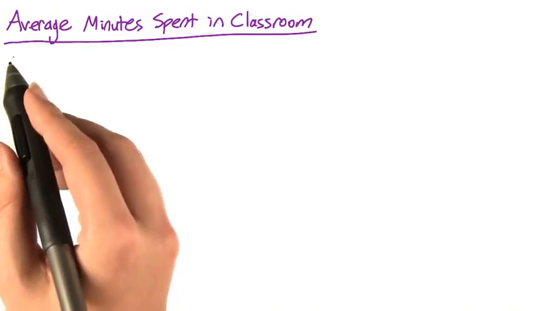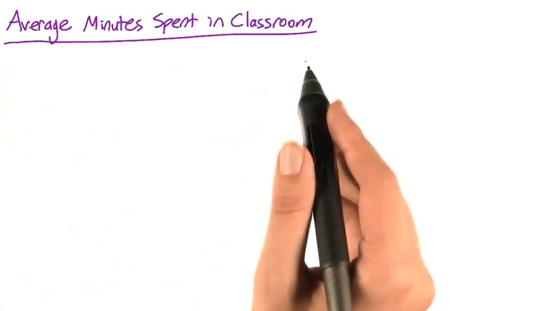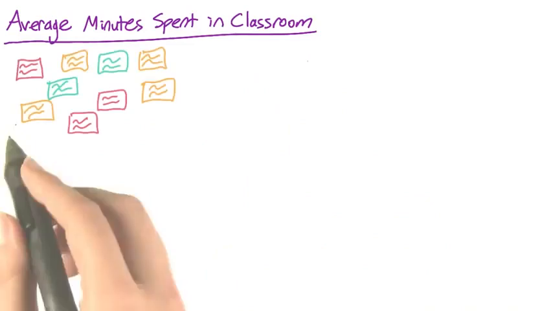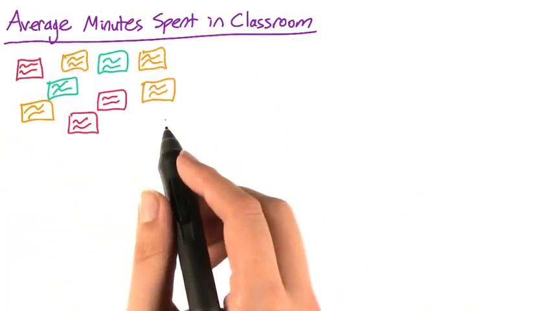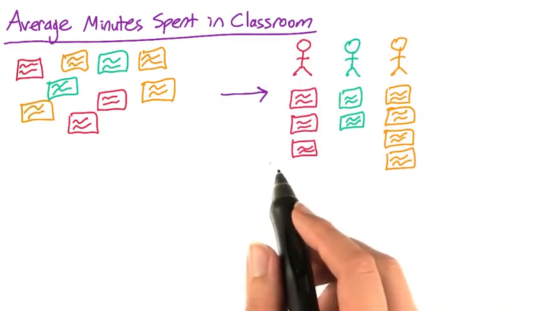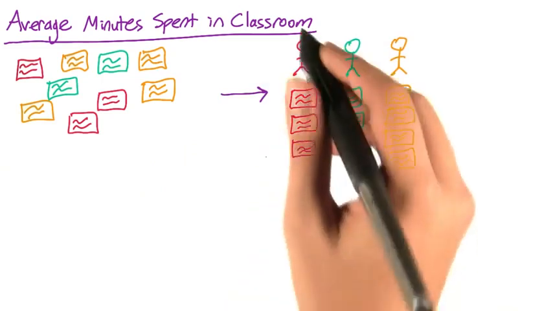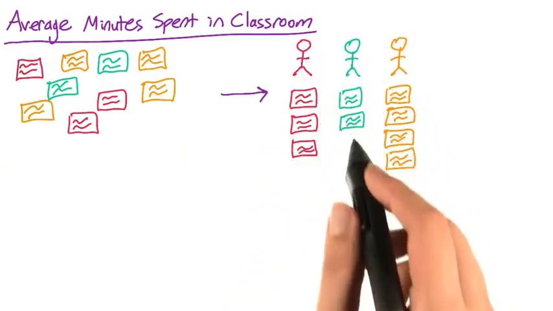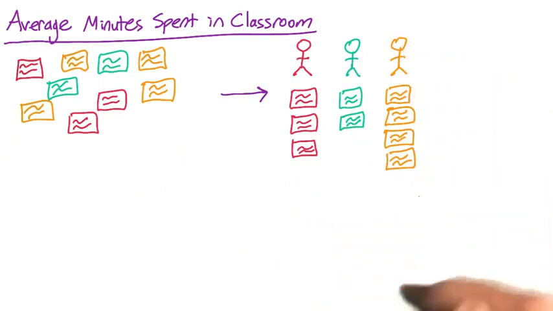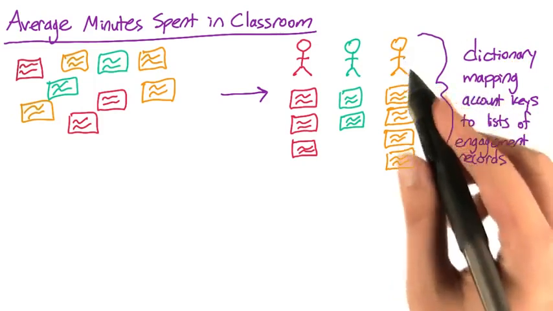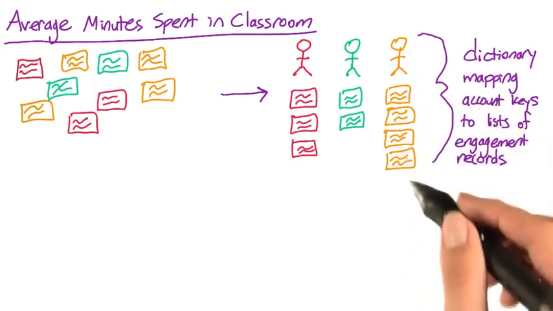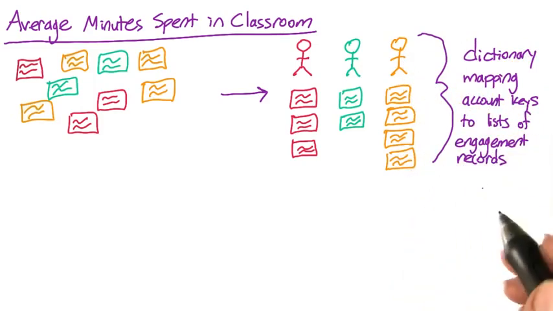One thing I'd like to look at is the average number of minutes students spend in the classroom during their first week. Right now, I have a bunch of engagement records for different students, and they're not in any particular order. First, I'd like to separate out the engagement records into groups, where each group contains all the engagement records for a particular student. I'll represent these groups using a dictionary, where the keys are student account keys, and the values are lists of engagement records for that student.